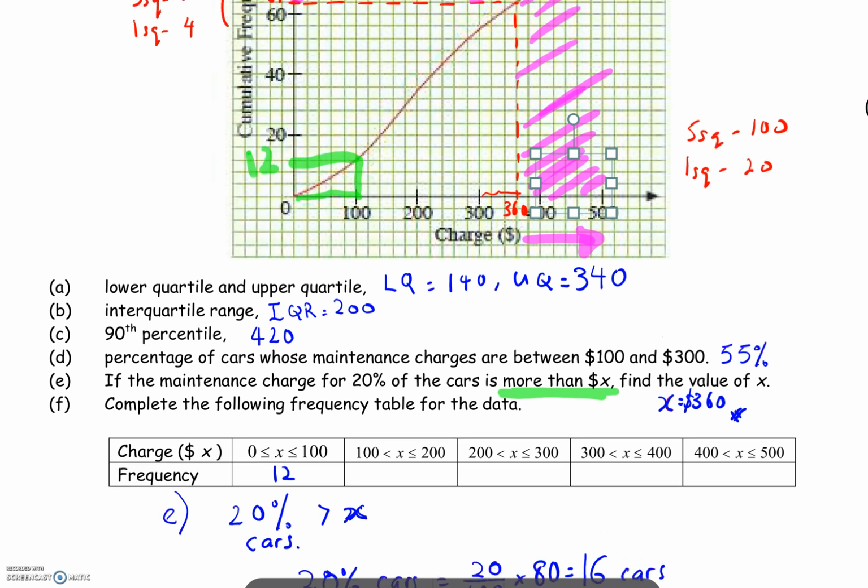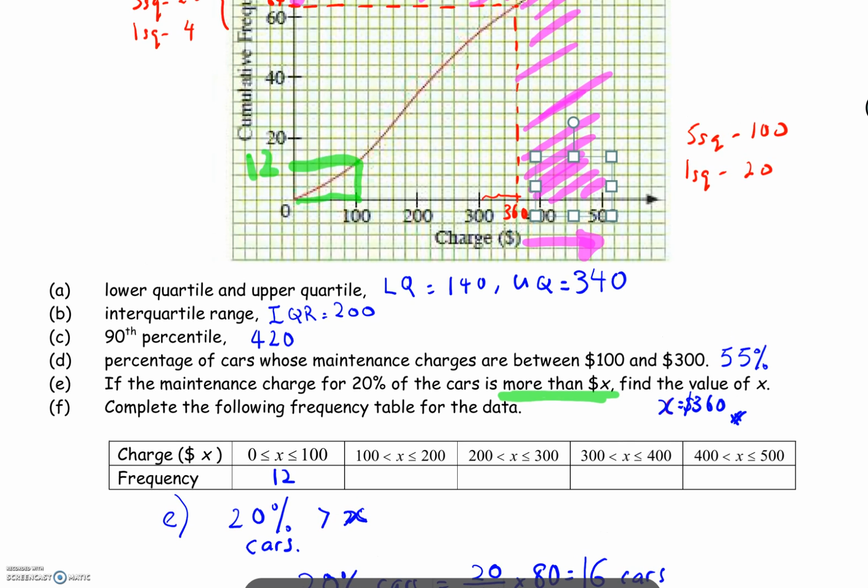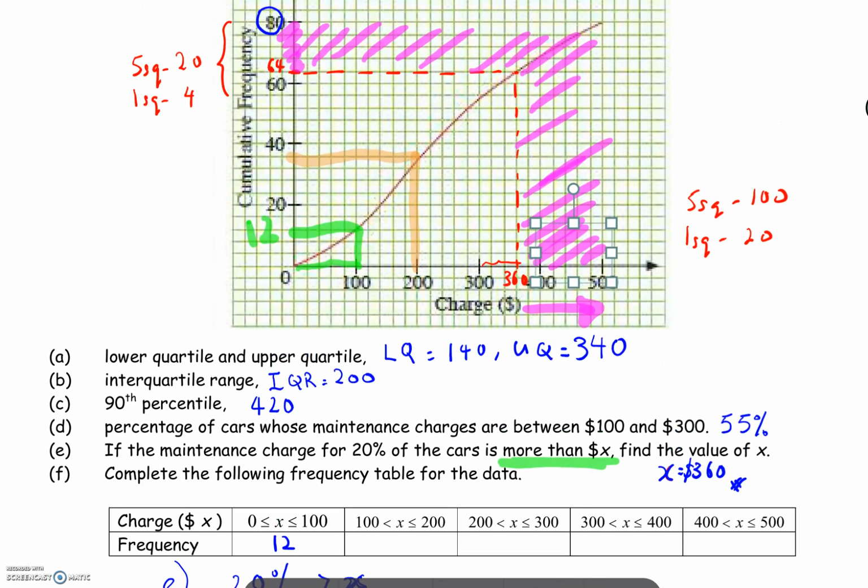Now let's try the next one. 100 to 200. So no choice, I have to go from 100 to 200. I go to 200, what is this value? 36. So can I put 36? Can I put 36? Halis, can I put 36 here?